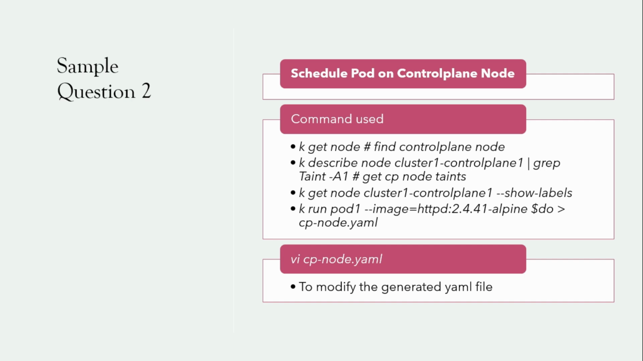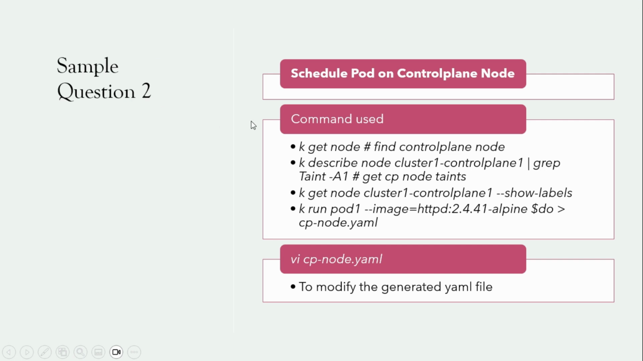So in this lesson, we will learn, for example, if I want to schedule a pod on a control plane node, because a pod is generally scheduled on a worker node. But if you want to put a pod on our control plane node, then there are some ways we need to see, and we need to see how it can be achieved.